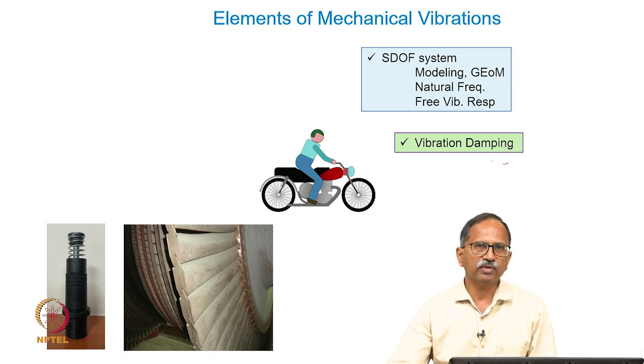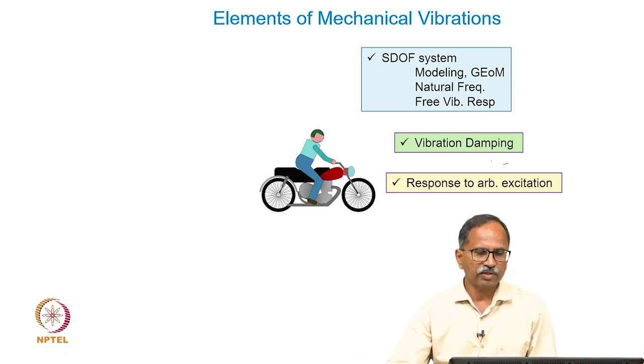Once different damping models were considered, we then shifted our attention to response to arbitrary excitation, wherein we understood how a short duration arbitrary or transient excitation can be accounted for in finding out the subsequent vibratory response. So in most of the times, we considered this vehicle as one of our physical vibratory systems, and then simplified it as per our convenience, either as a single or a multi-degree of freedom system.